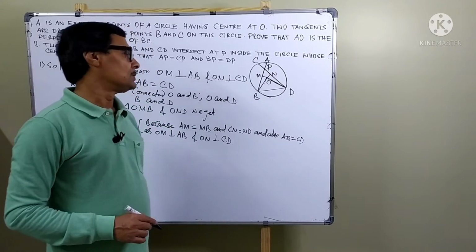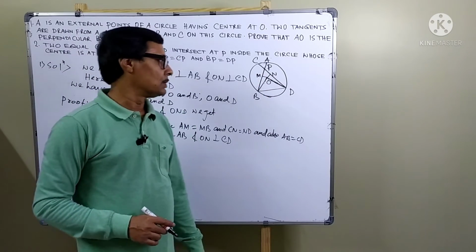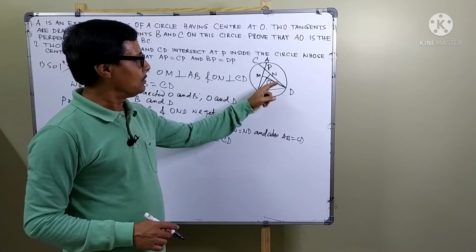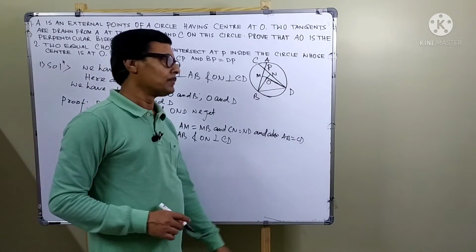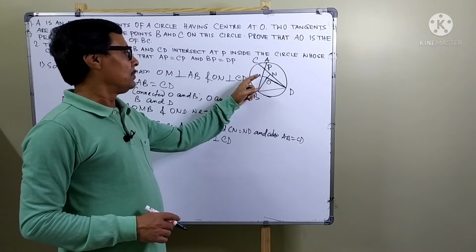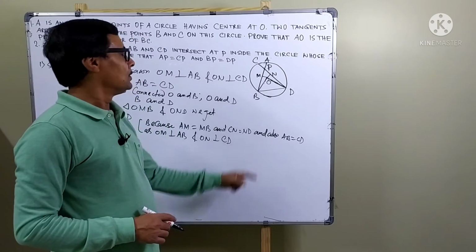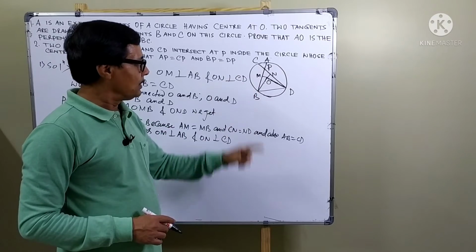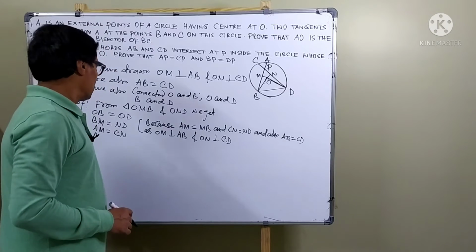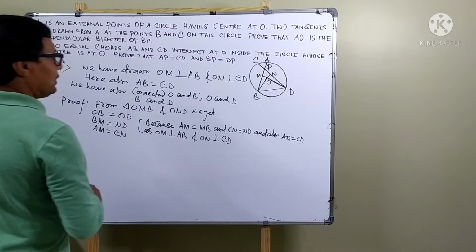So each part is equal to the other part of the chord. That is, BM equals ND and AM equals CN, because these two chords are equal to each other, and M is the midpoint of AB and N is the midpoint of CD. So each part of AB and each part of CD are equal to each other. So you can say that BM equals ND and AM equals CN.